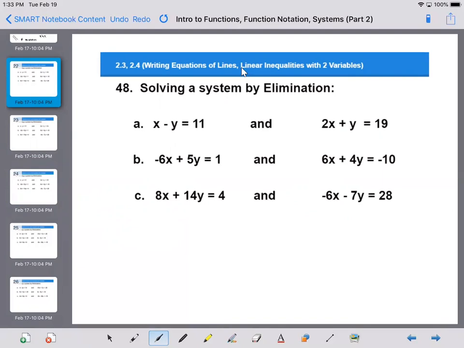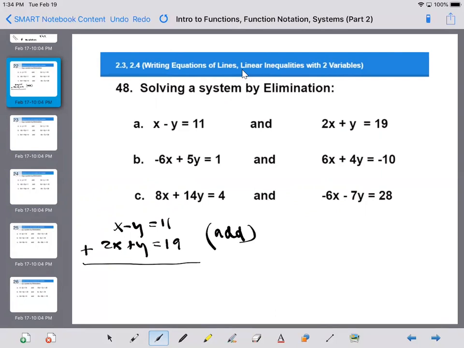So let's look at the first one. x minus y equals 11, and then 2x plus y equals 19. Notice how I'm writing it. It's nice to write it vertically like this, because I can see, well, what happens if I add the two equations together? Notice what we have here. The y coefficients are negative 1 and positive 1. So when you add these equations together, you actually lose y. You just eliminated y. So 1x plus 2x would be 3x, and 11 plus 19 would be 30.